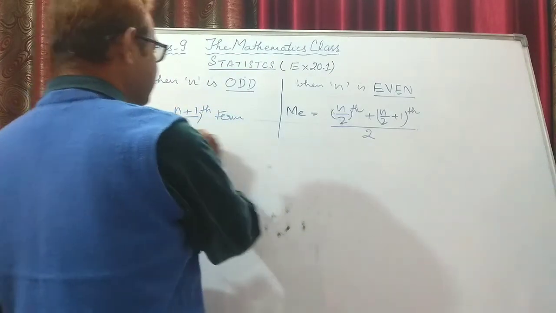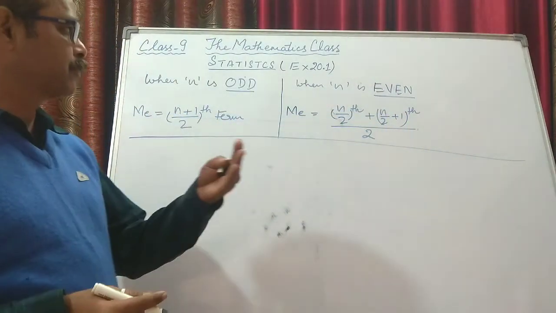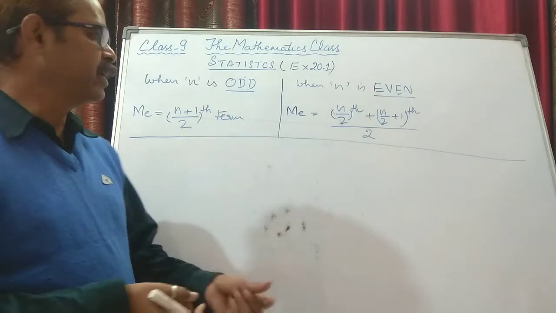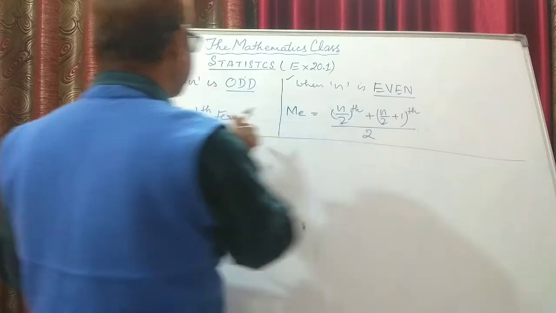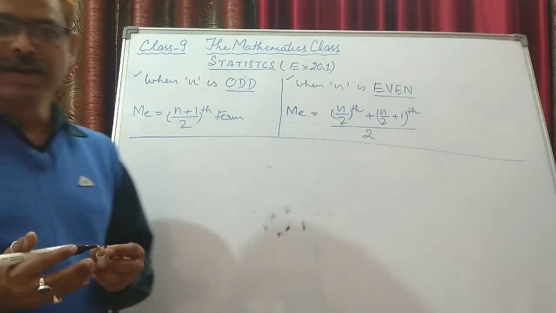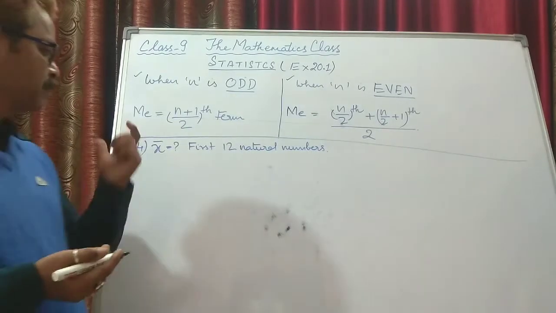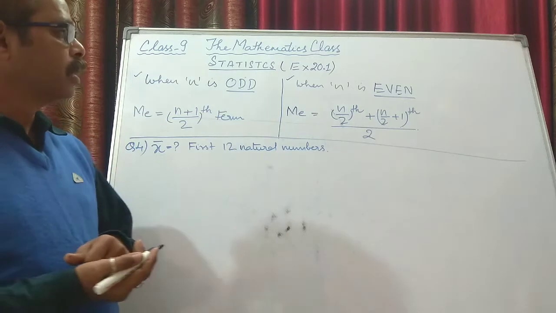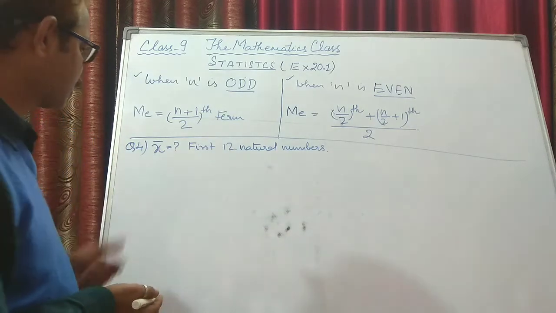Now we will discuss the exercise, and first of all there are a few questions based on mean that we will be discussing, and then we will move on to the median. So these two formulae you need to revise or remember by heart. Now we move on to exercise 20.1. I am taking question number 4. We will be doing the questions in multiples of 2 because in the previous class we already discussed question number 2.